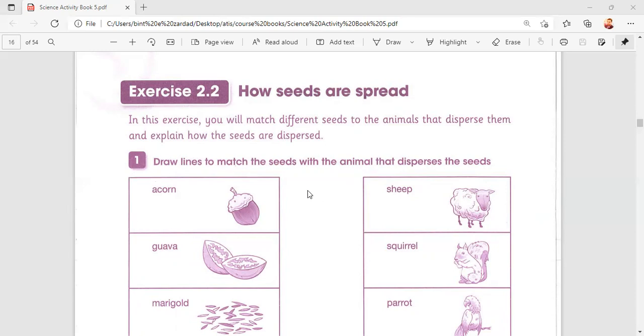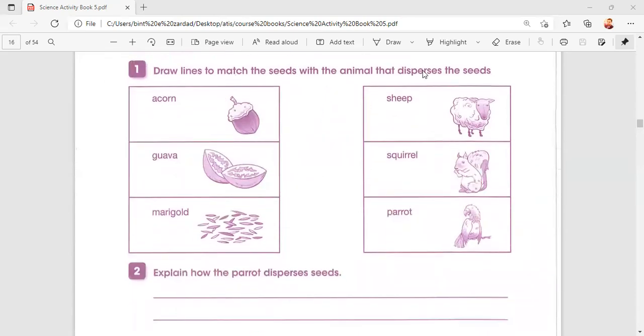Draw a line to match the seed with the animal that disperses the seed. First of all, acorn. This is a big seed, dispersed with the help of a squirrel. Guava is obviously eaten by a bird, eaten by a parrot, and marigold attaches to the body of a sheep. Like this, these seeds disperse.